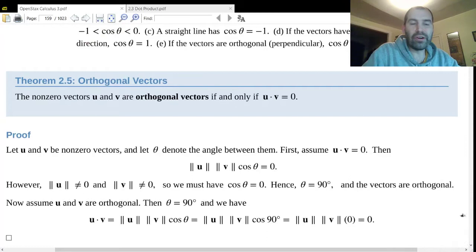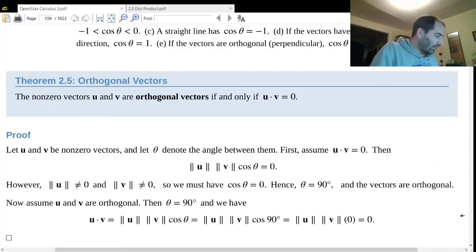And we have a little theorem about that right here. Orthogonal vectors. Two non-zero vectors are orthogonal if and only if their dot product is 0. So if you ever are working with vectors and you find out that their dot product is 0, you know they're perpendicular. That's the really quick way to find that out. Very, very useful fact.